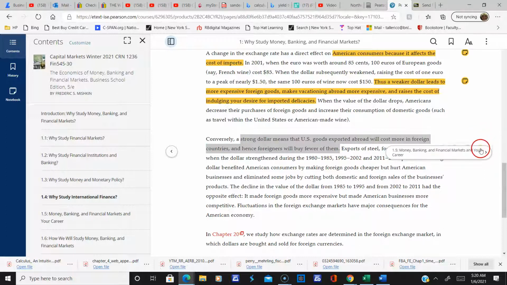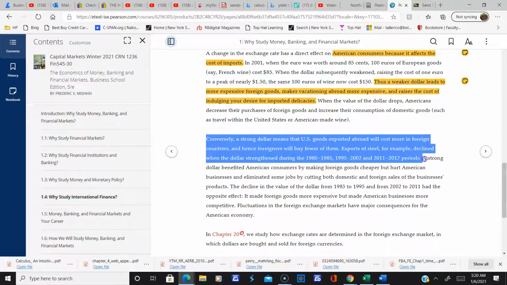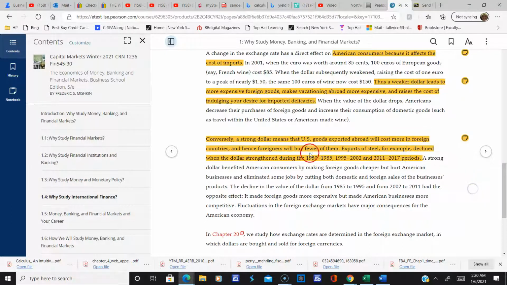So now we have the problem with a strong dollar and exports. Let's highlight that here. A strong dollar benefited American consumers by making foreign goods cheaper, but hurt American businesses and eliminated some jobs by cutting domestic and foreign sales of the businesses' products. The decline in the value of the dollar had the opposite effect. It made foreign goods more expensive, but made American business more competitive. So fluctuations definitely have major consequences.